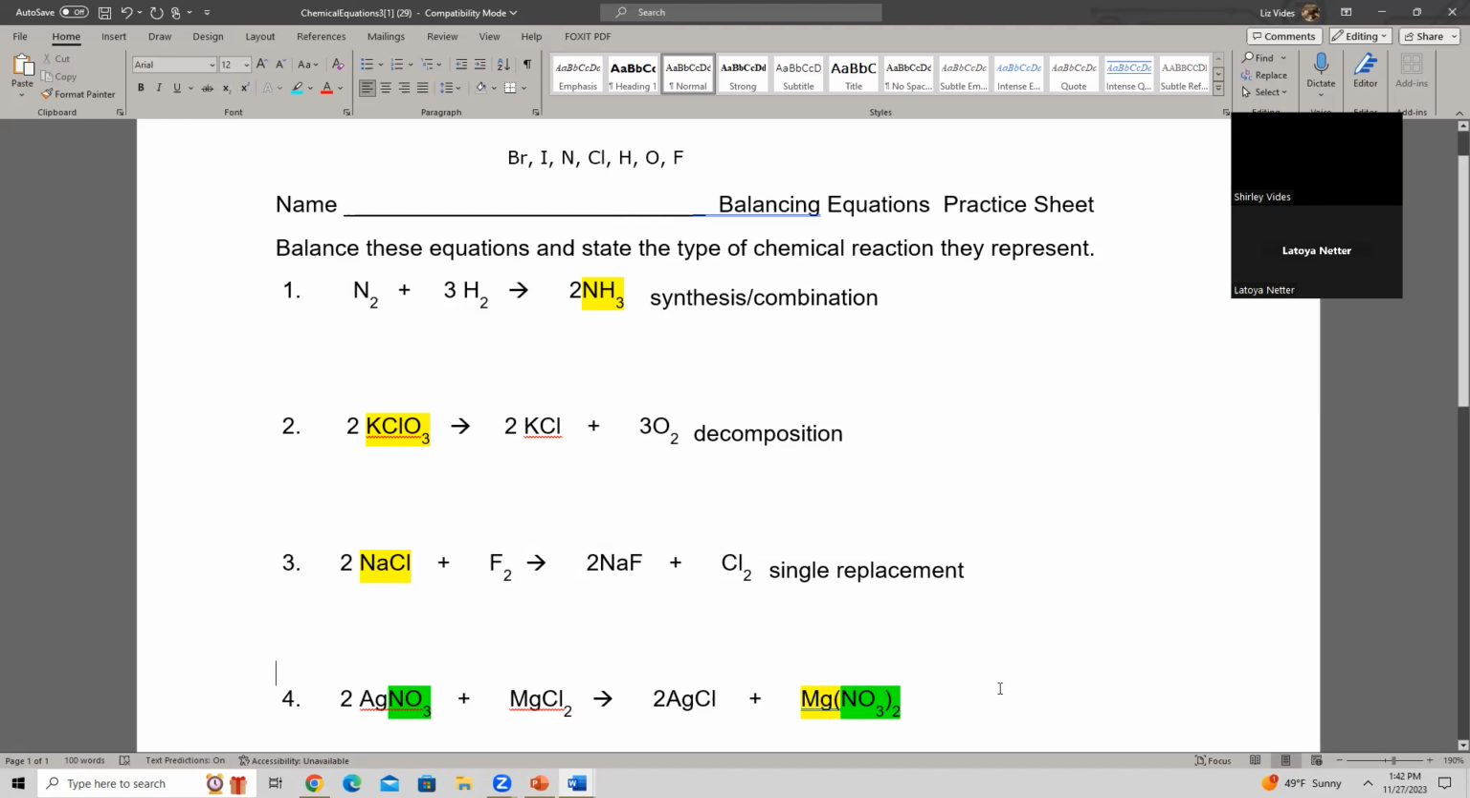Two things bonding. Two things doing what? Replacing each other? Uh-huh. So that's a double. You see that? And that is how you know.